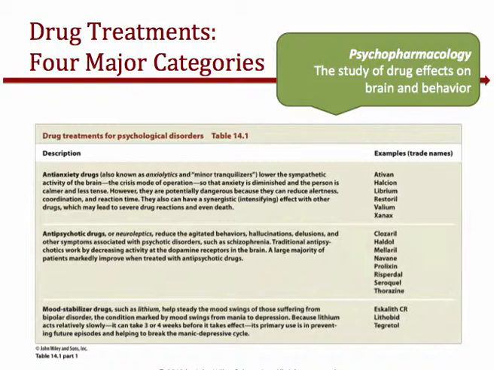Antipsychotic drugs or neuroleptics are the second major class. These reduce agitated behaviors, hallucinations, delusions, and other symptoms associated with psychotic disorders. They're largely used in schizophrenia. They traditionally work by decreasing the activity of dopamine, which we've talked about in the past.